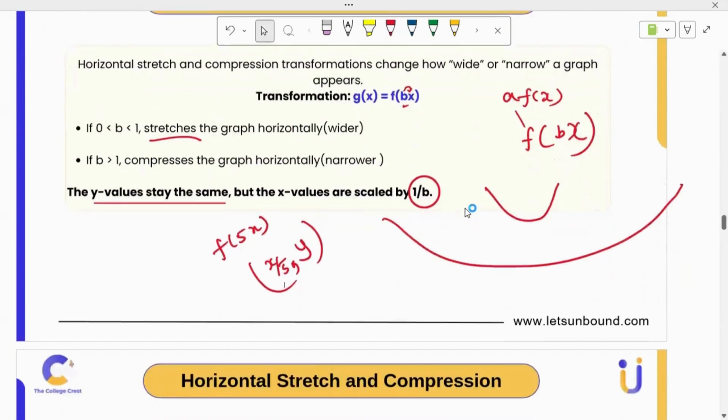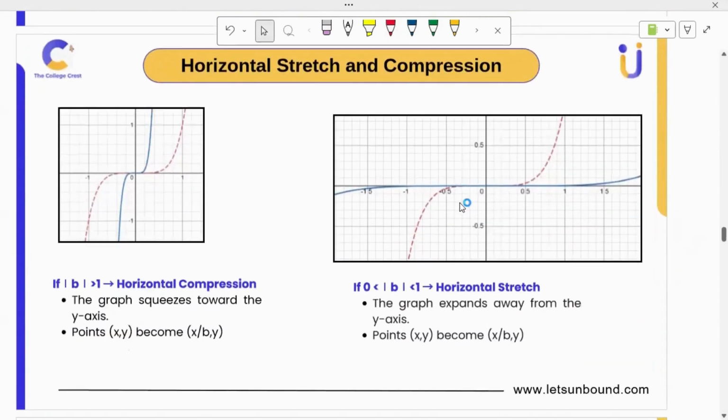So that's it. This is how it would be if b is greater than 1: the red is original and it becomes more squeezed towards the y-axis. Compression. And here it becomes more and more flat. So here I give 3, here I give 1 by 3, just the reciprocal of it. See the change, correct?